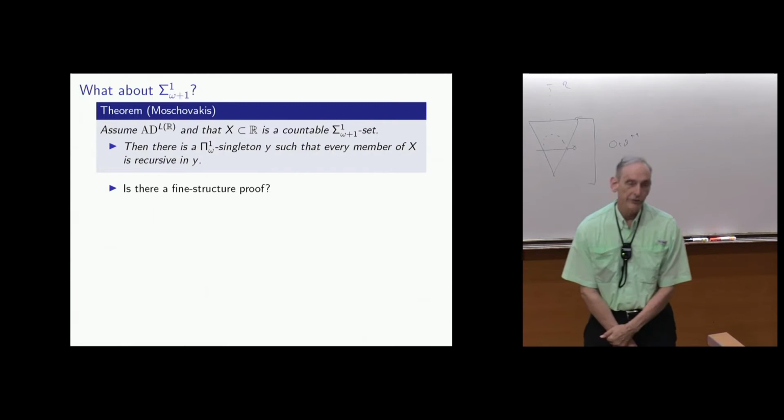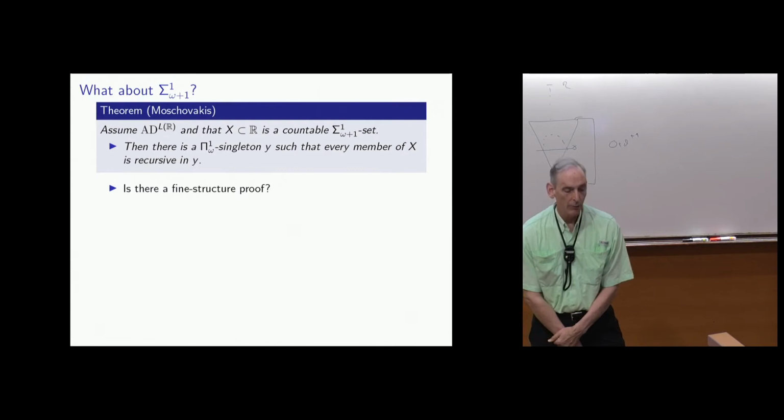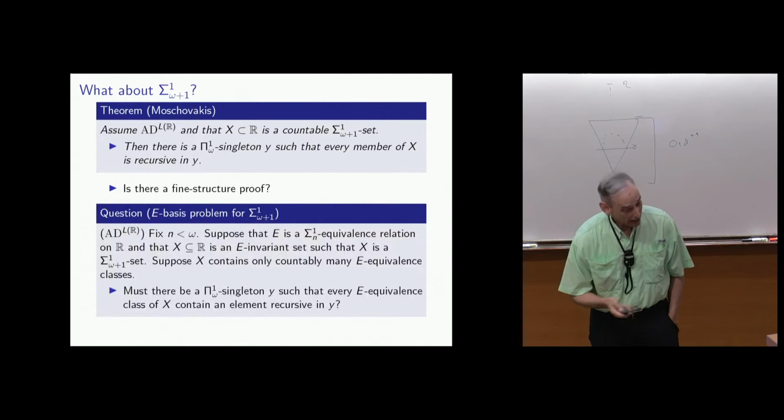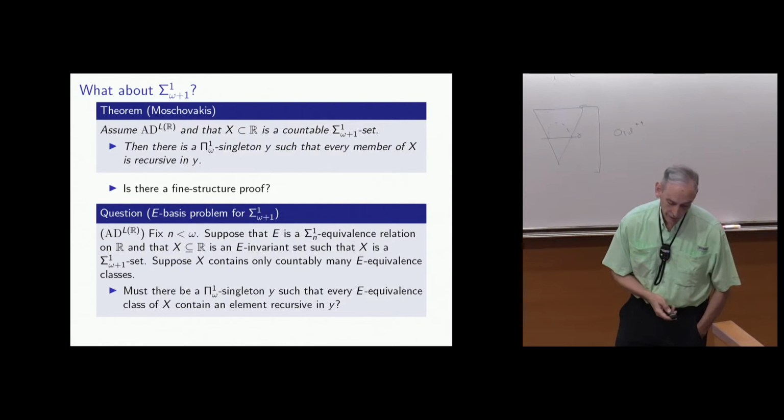Is there a fine structure proof? The analysis of Q at the ω or ω+1 level, because the Rudimentary stacks don't have quite enough reflection in them, I don't see how to prove this theorem. And because I don't know how to prove this theorem, I don't know how to prove the E basis theorem, which should be true, so I'll state that as a question.